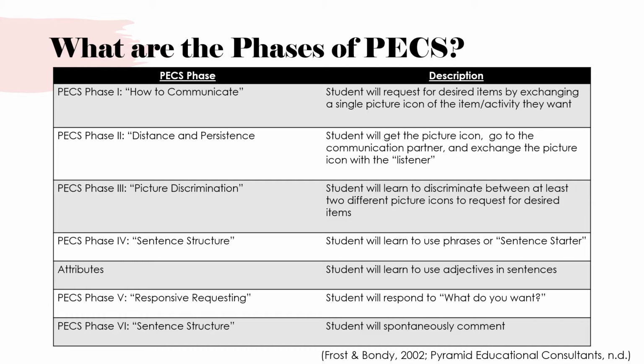The next phase is called the attributes phase. Many of our students like specific things. For example, some of our students only like to eat the red fruit Skittle or wear the red shirt. PECS Phase 5 teaches our students responsive requesting. This means the students will learn to respond to questions. For example, they will learn to respond to, "What do you want?" PECS Phase 6 is where the students learn commenting. Here, the students will learn to spontaneously tact items or comment.